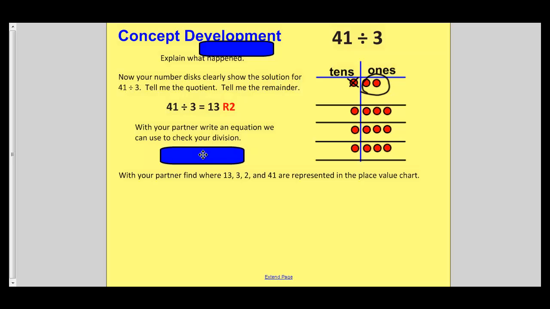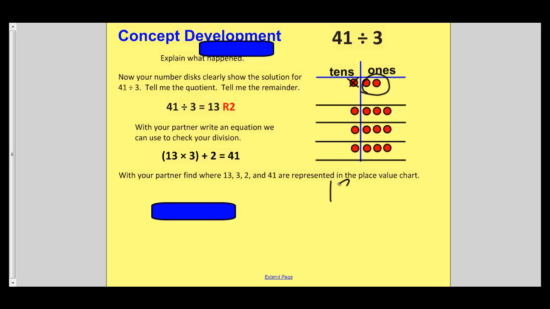And then how could we check this problem to see that we divided it correctly? I want you to write down the problem that we would use to check, and then I want you to see if you have the same problem I did. Did you say 13 times 3? And then we'd have to add the remainder of 2. So let's try that. Let's do 13 times 3, and let's just make sure that we did this correctly, because I make mistakes all the time. All right, so this would be 9 and 3, 39. Then I have to add my remainder of 2, and I do get 41. So that means that we did divide this correctly.